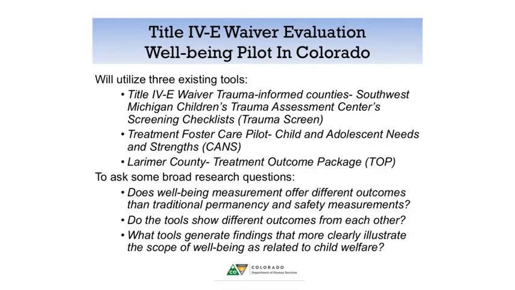So I actually kind of spoke to this stuff a little bit earlier on. This was the 3 tools that we're looking to use. And then those are the broad research questions I brought up before. The first one I mentioned, does well-being measurement offer different outcomes than traditional permanency and safety measures? And then after that, which tools show different outcomes? And then what tools generate findings that more clearly illustrate the scope of well-being. So it's just the idea of the whole statewide pilot we're doing.